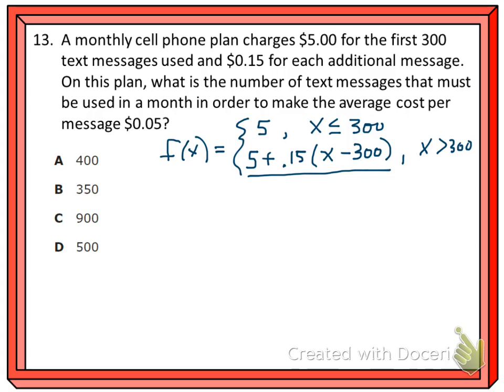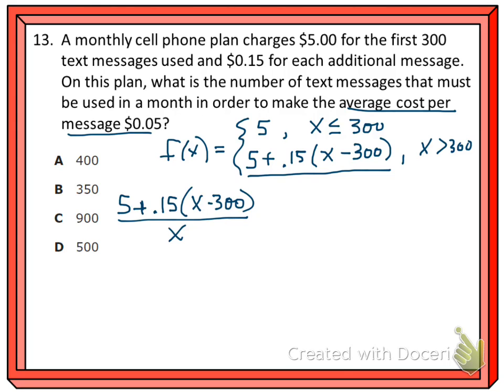So, would you agree that if I can get the total amount that this stuff is supposed to cost, which is that underlying part of that function there, and then just divide it by however many text messages I get, which I'm going to say is X, I should get the average cost per message, and that should be 5 cents. So that's how I'm going to set up this equation: $5 plus 0.15 times X minus 300, all of this divided by X is going to be equal to 0.05.